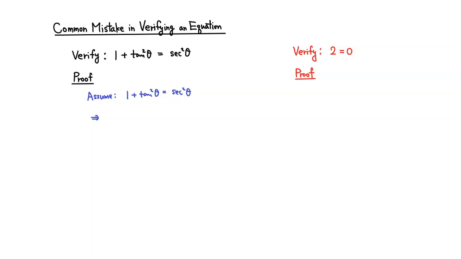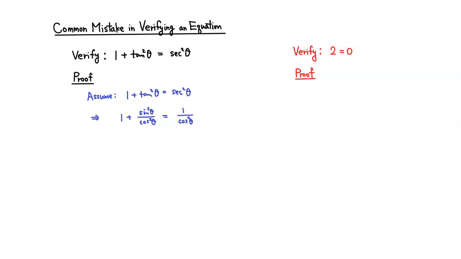So we know that tangent is sine theta over cosine theta. So we're going to do that. You have a 1 plus sine theta over cosine theta, and then we square the tangent. So I'm going to just put the square here and the square there. And then secant is by definition the reciprocal of cosine of theta, but you have to square that, so you put squared. So that's a true implication.